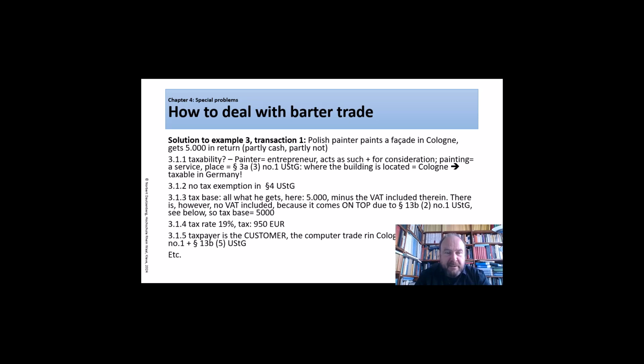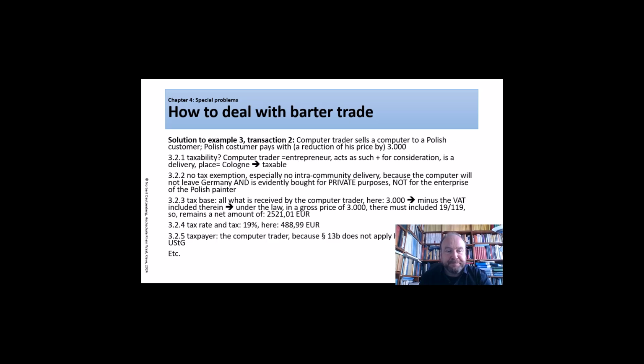13b, subparagraph 2 and number 1 in combination with 13b5, which says the 13b rules apply if the customer is also an entrepreneur, so somebody who has decent knowledge of VAT and can be expected to fulfill VAT obligations.